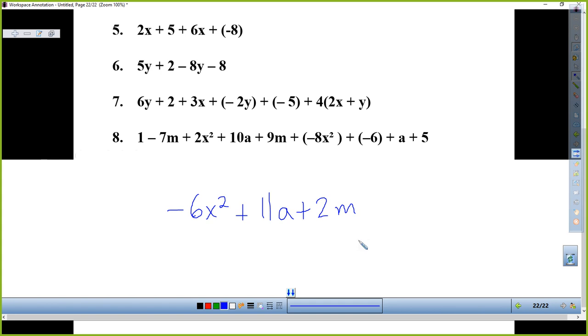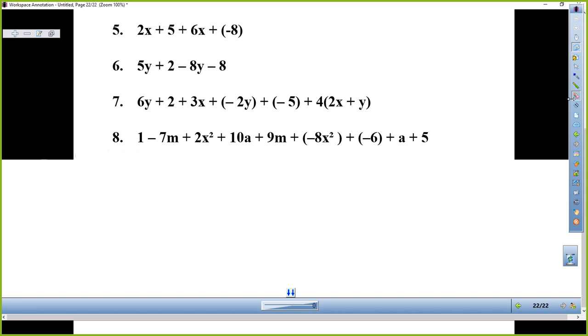Alright. So for those of you that are still having doubts with this, I'm going to go over it step by step, but that's the simplification. Once again, negative 6x squared plus 11a plus 2m. Let me go over that. And the rest of you, you already got a head start on the homework for tonight, so be working on that while I work on this one really quick.